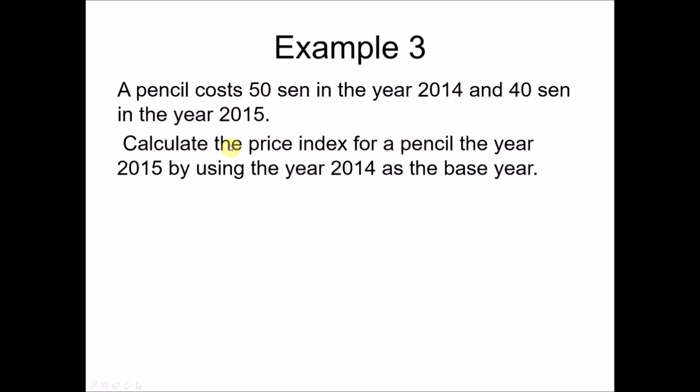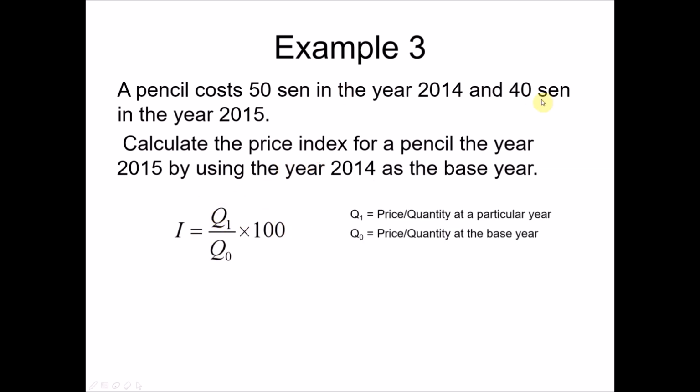This is the year that we are looking for the price index. So you can see that from 50 cents, it decreased to 40 cents, right? So the price decreases now for this example 3. Okay, so first we try to find the price index using the same formula. So 2015, the price is 40 cents. 2014, the base year, the price is 50 cents. You can use 40 cents and 50 cents here, or you can change it to RM. It doesn't matter. The answer will be the same.